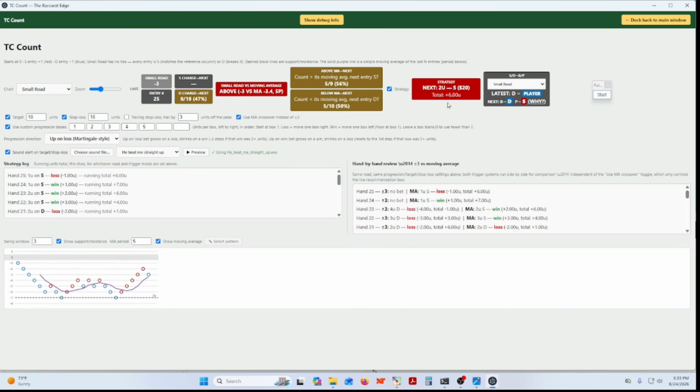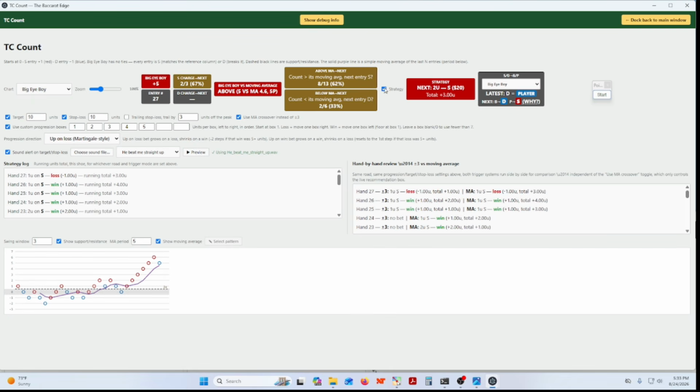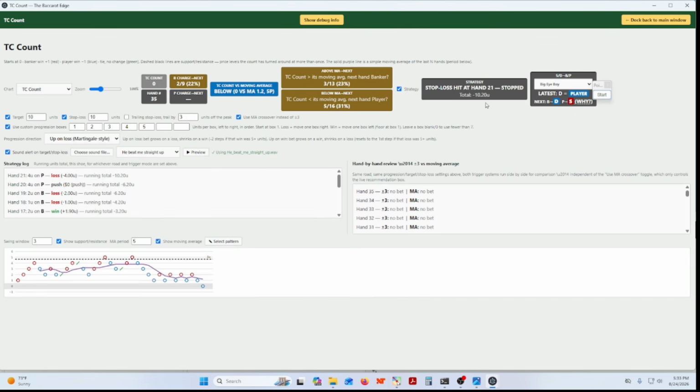On the small road, you're up 6 units. On the big eye boy, you're up 3 units. On the TC beats count, you're down 10.2. Now the way I like to play, me and my partner, we usually play the moving average, and we don't play the progression.